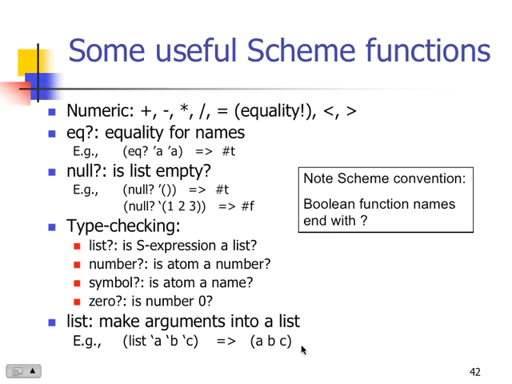We can also make list arguments and make an argument into a list as well. So we can take list A, B, C, and it turns it into a list. So if we don't have the data in list form, we can make it into list form as well.